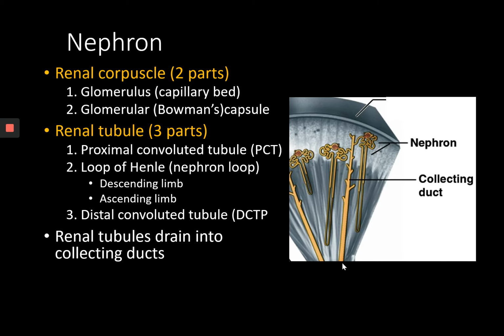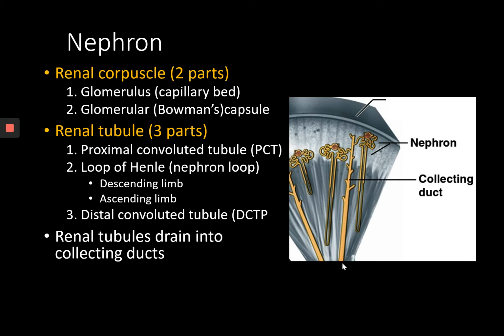So again, the nephron is made up of a renal corpuscle and a renal tubule system. Those are two parts which each have their own parts. The two parts of the renal corpuscle are the glomerulus and the glomerular capsule. The three parts of the renal tubule system are the PCT, the nephron loop or loop of Henle, and the DCT.